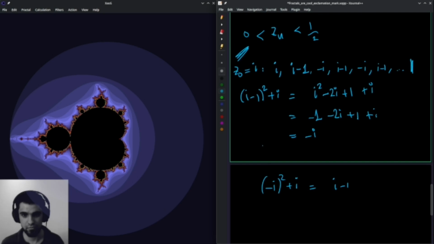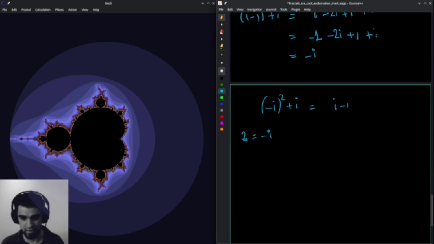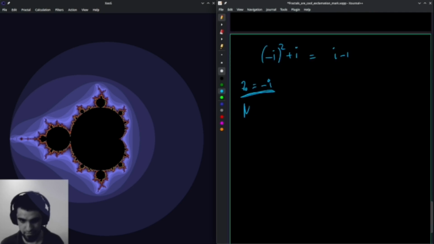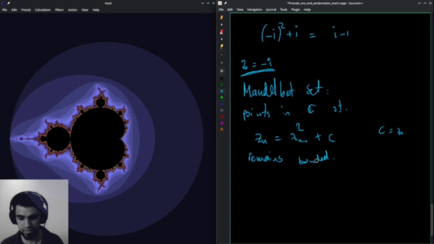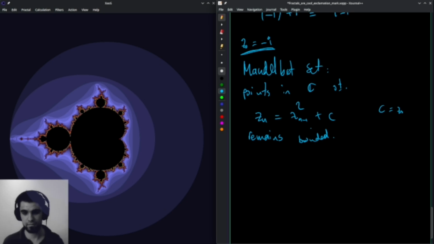And you can do the same for z_0 equal to minus i, and you find that this point here is bounded. So this is the Mandelbrot set. It is the points in C such that the sequence z_n = z_{n-1}^2 + c, where c is equal to z_0, remains bounded. And in particular that it doesn't blow up to infinity.